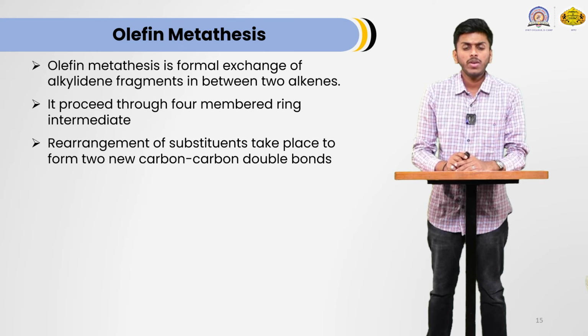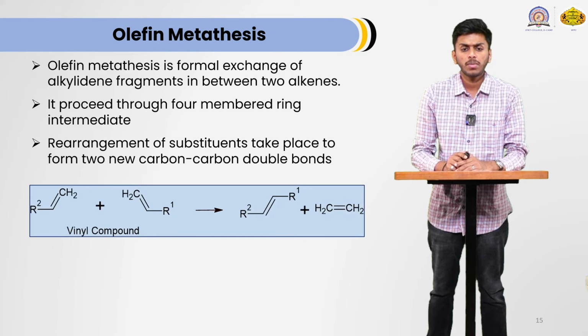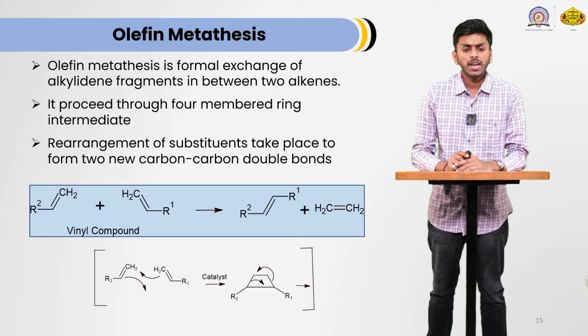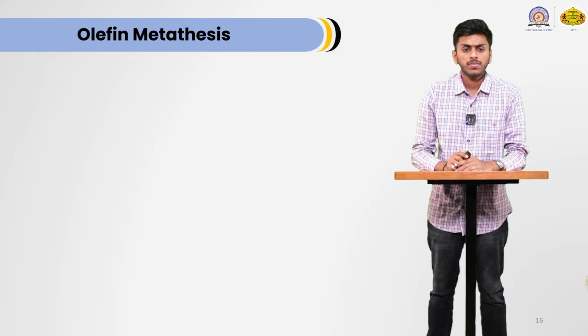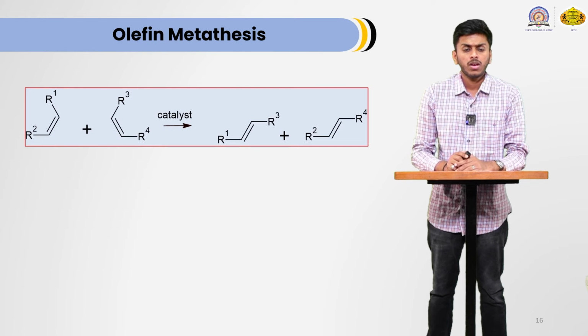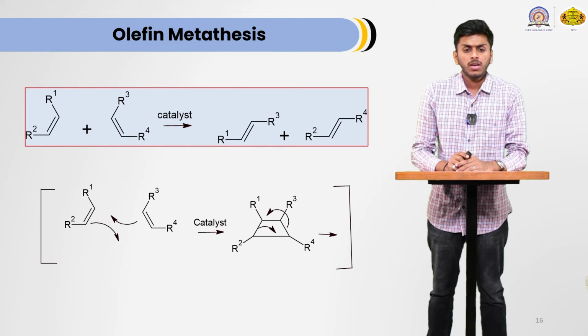Olefin metathesis. Olefin metathesis is a formal exchange of alkylidene fragments between two alkenes. It proceeds through a 4-member ring intermediate. Rearrangement of substituents takes place to form 2 carbon-carbon double bonds. Here is a reaction and reaction mechanism of olefin metathesis. Here different alkenes are formed as the final product.